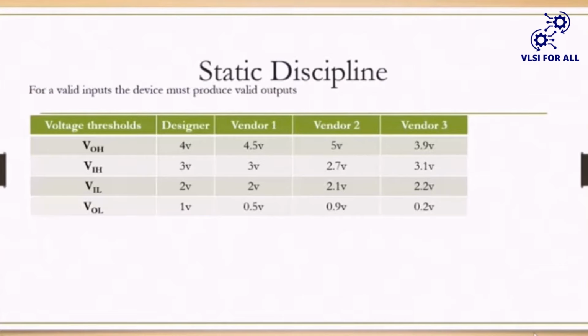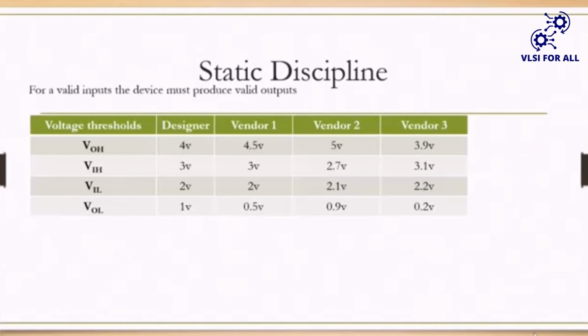Now, Alovika, can you justify your answer? Why have you chosen vendor 1? You can unmute yourself and justify your statement. Because here, sir, VOH is 4.5, that is designer's, to height, and VIH is 3, that is the same, and VIL also same, and VOL is 1 here for designer, and the vendor 1 is 0.5 because it is less.